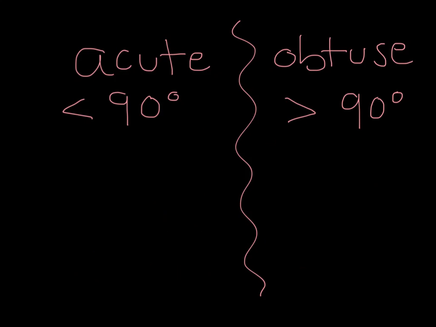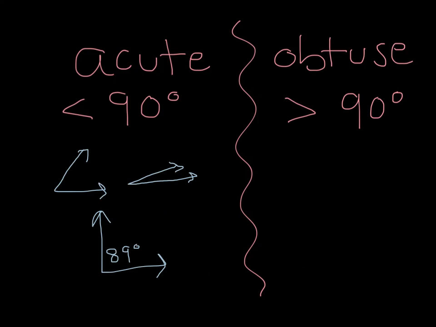First up, acute angles. Those are the really cute little tiny angles. Those are the ones that are less than 90 degrees. So let me draw some examples. You could have one that looked like this. You could have a tiny little one that looked like that. You could even have one that looks like this. And you might say, but that looks like a right angle. And what if I told you, nope, it's actually 89 degrees. So as long as it is less than 90, it is an acute angle.